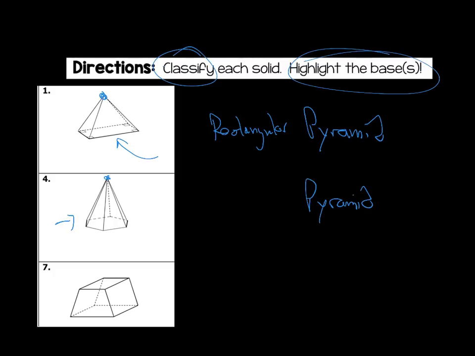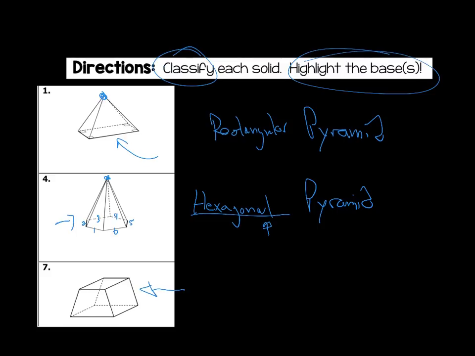Right here, again, this looks like another type of pyramid. We're going to say this is a pyramid. What type is determined by the number of sides. So I'm going to count 1, 2, 3, 4, 5, 6. So I guess this is a hexagonal pyramid. Now, if you don't know the fancy ending, you could just say hexagon pyramid. It's grammatically incorrect, but it's not totally incorrect.